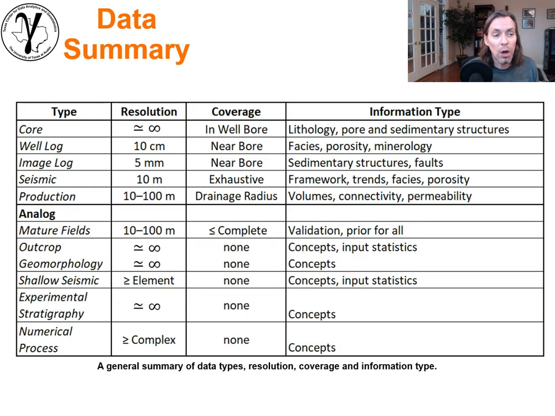Okay, so if I wanted to talk about the various different types of data, I mentioned, well, we have different types of data, and then we're concerned with the resolution, the coverage, and the information type we gain. We could summarize it like this, and this isn't perfect. This is just a kind of rough assessment. I'm sure there's things I've missed here, but it gives a general sense.